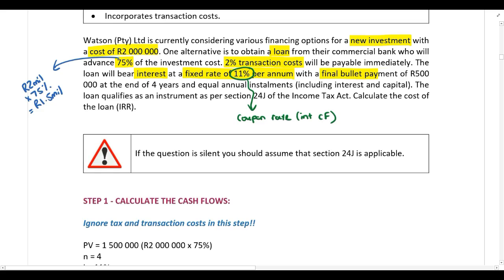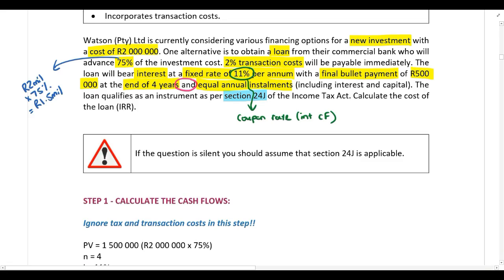There's a final bullet payment of 500,000 Rand at the end of 4 years. And in addition to that, there are also equal annual installments, including interest and capital. The loan qualifies as an instrument as per Section 24J of the Income Tax Act.